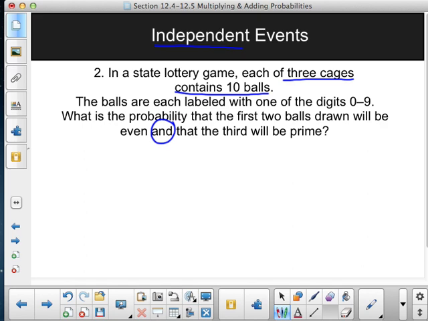So I want the first 2 balls to be even. So I'm going to find the probability of being even, and then even again, and then prime.